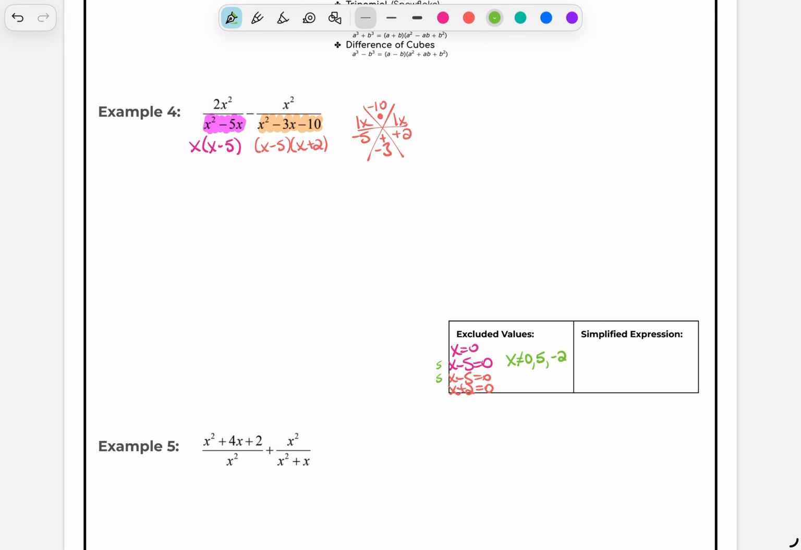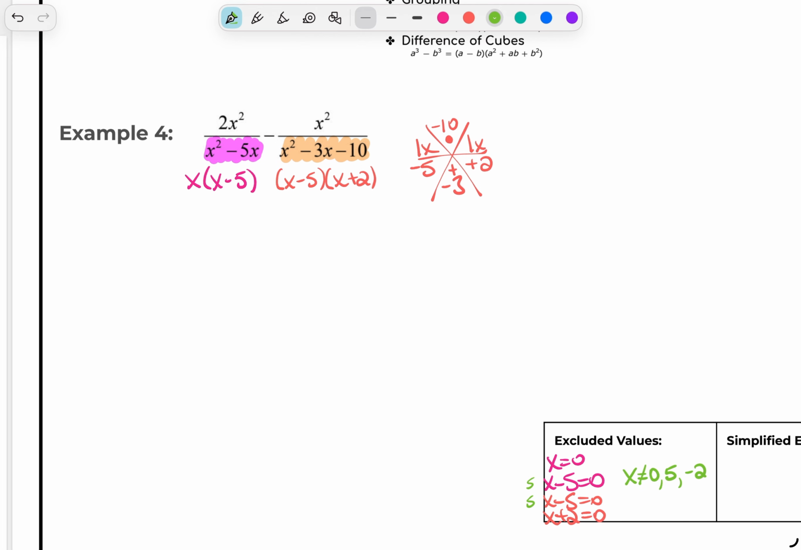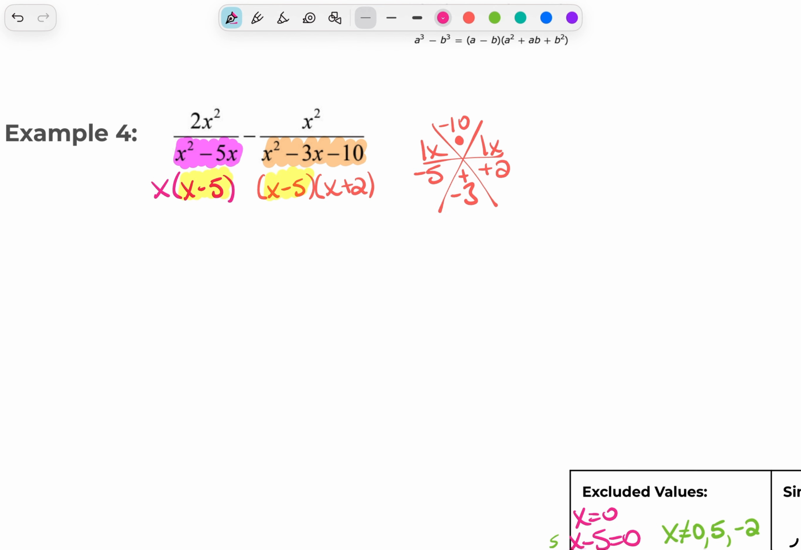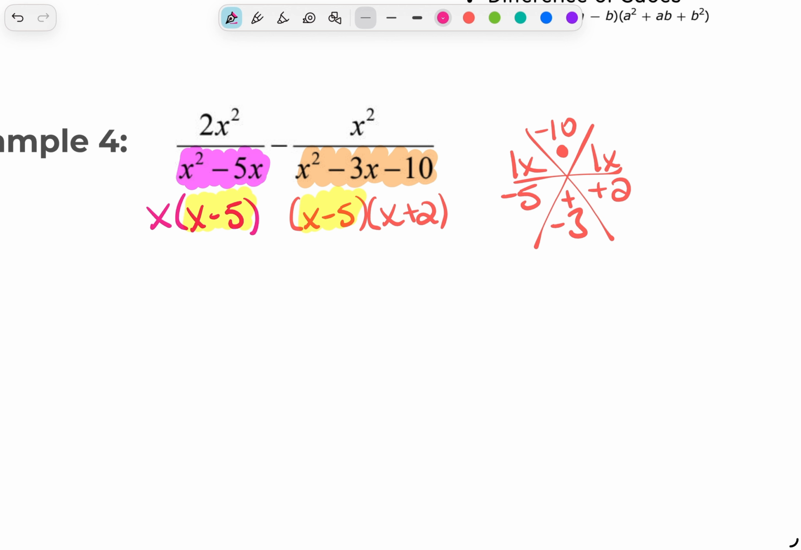All right, our steps say before we can add or subtract fractions, we have to have a common denominator. So that's what we need to do next. Right now, we can see that we do have a piece that is in common, but there are parts that are not. And so just like we had done in the notes with creating the LCD, whatever the first fraction has, we need to multiply it into the second fraction if it is missing.